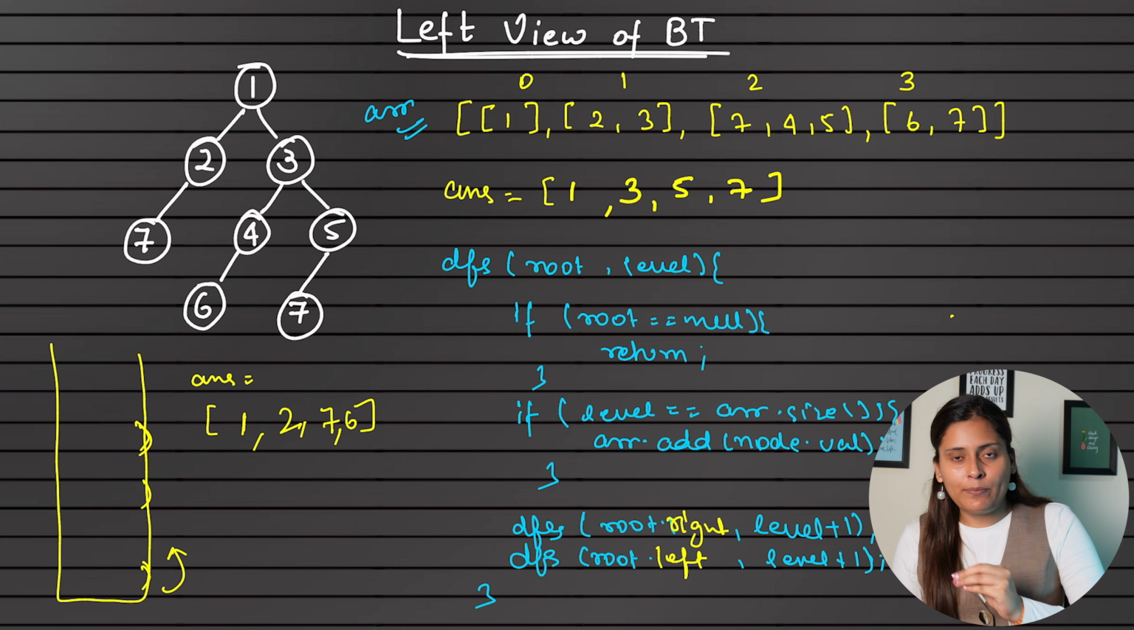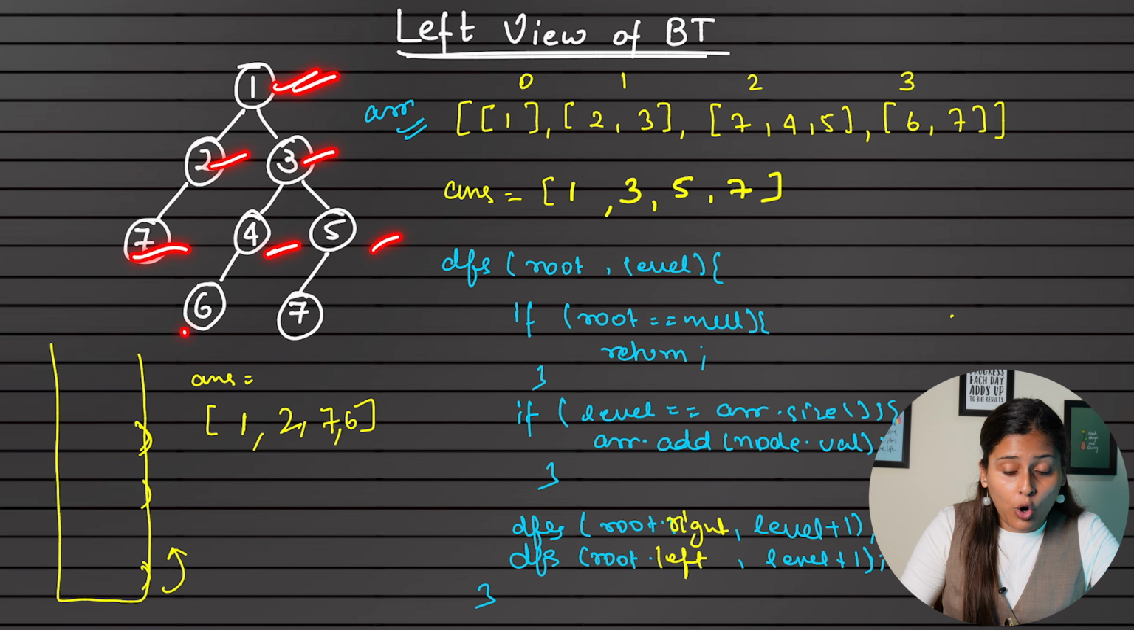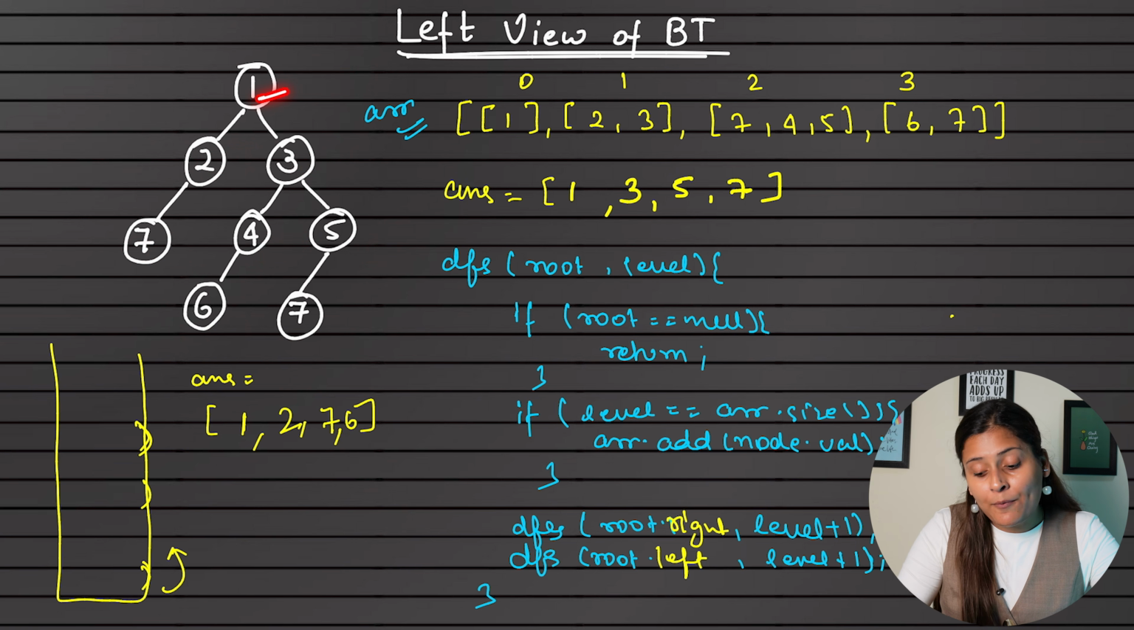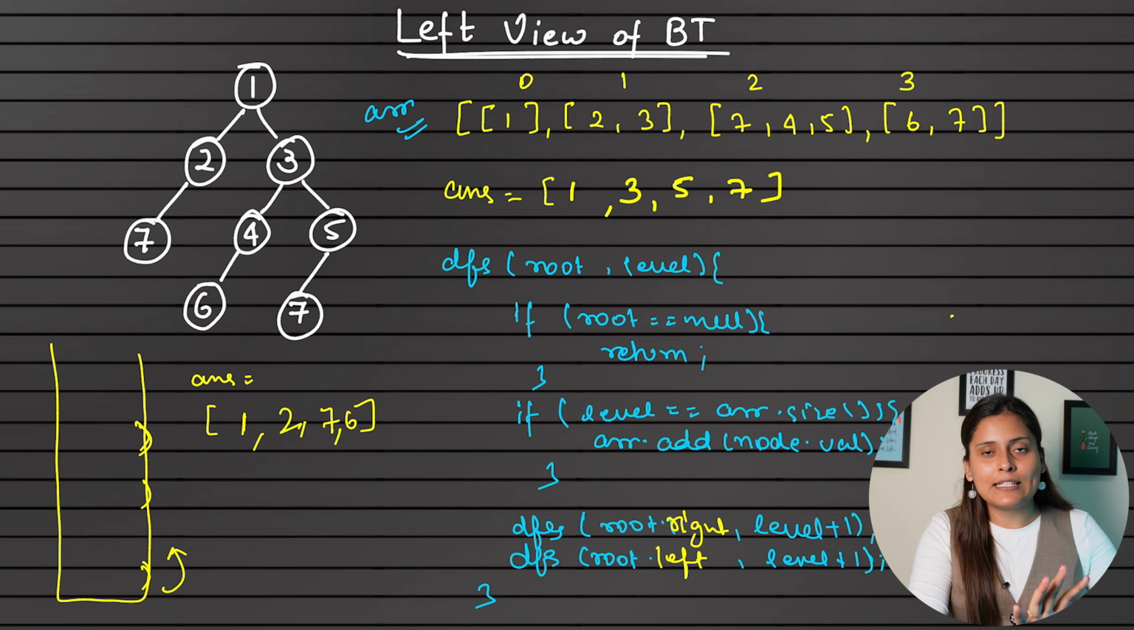Now talking about the time complexity, what is the time complexity here? Can I say for every node we have called the function? So the time complexity will be O of n, where n is the number of nodes, correct? Okay, so this was your DFS call for left view and right view also. So let's see this code in the editor.